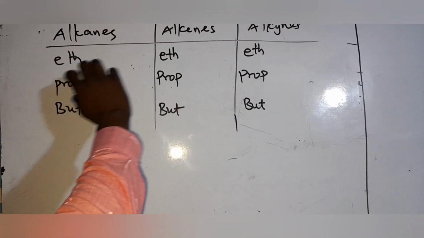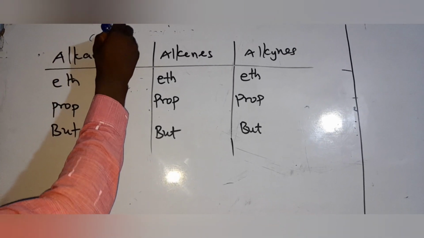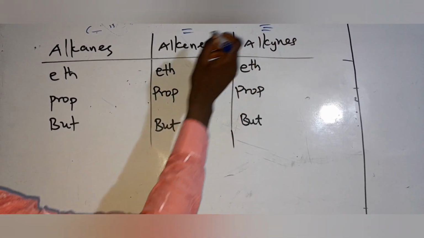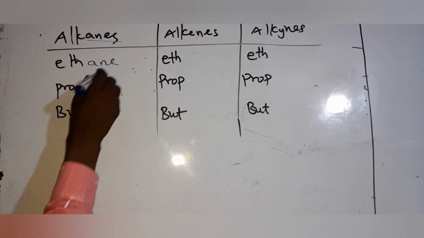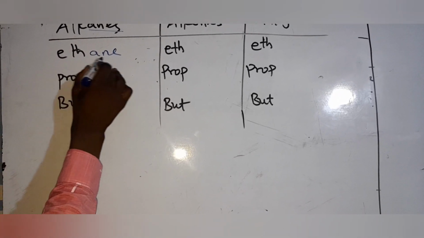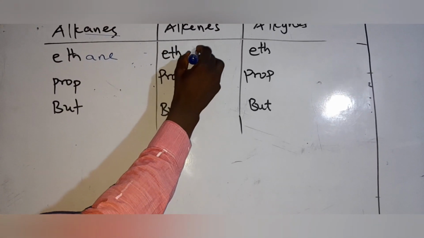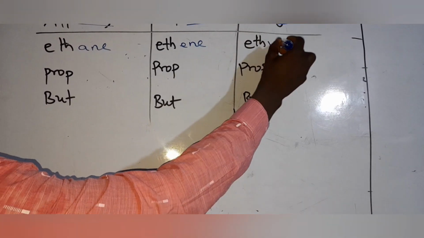Alright, so for alkanes, I told you they have what? A single bond. Then alkenes, they have double bond, and alkynes, they have triple bond. If you look at the prefix, it becomes ethane for the alkane, ethene for the alkene, and ethyne for the alkyne.